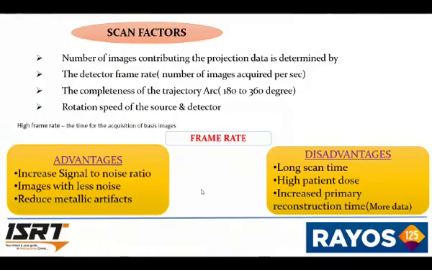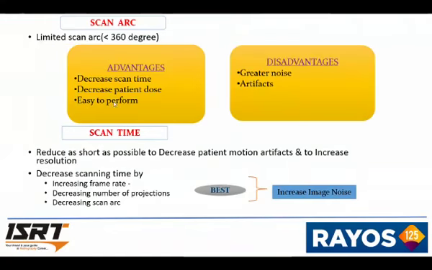So the scan factors: the number of images contributing to the projection data is determined by detector frame rates, completeness of the trajectory, and rotation of the source and detector. High frame rate advantages are increased signal to noise ratio, images with less noise, and reduction of metallic artifacts. The disadvantages are long scan time, high patient dose, and increased primary reconstruction time, as more data is required. And scan arcs, limited scan arc advantages: decreased scan time, decreased patient dose, easy to perform.